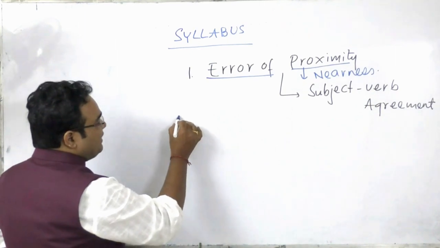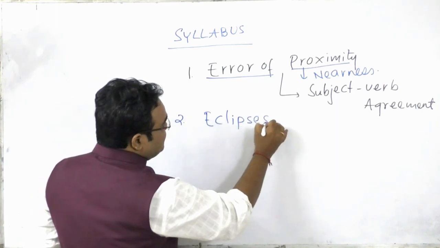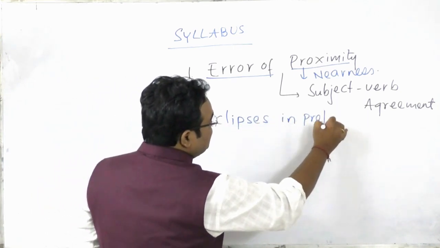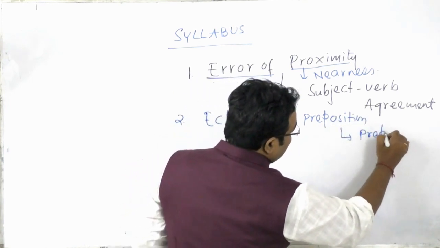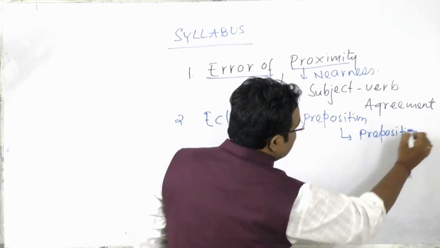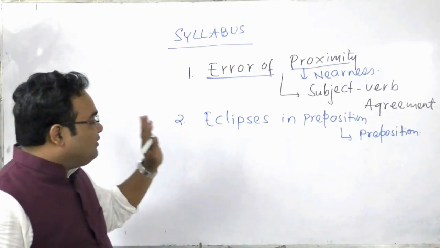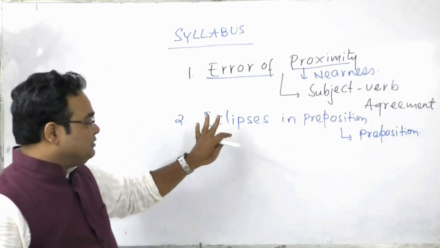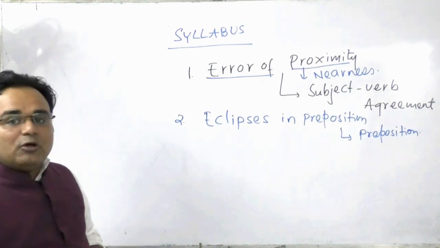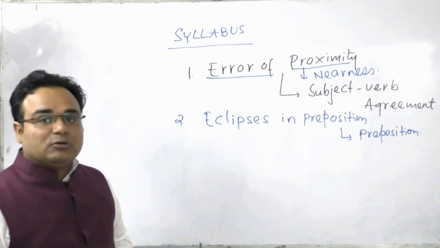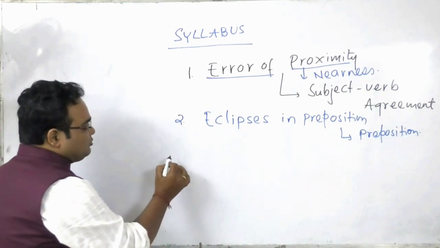Second, the most important topic is ellipsis in preposition. This is very important under the heading preposition. You may read the preposition chapter as a whole, but always pay much attention and be very vigilant about the subtopic ellipsis in preposition. We will discuss in our following classes what ellipsis in preposition is and what it wants to say.